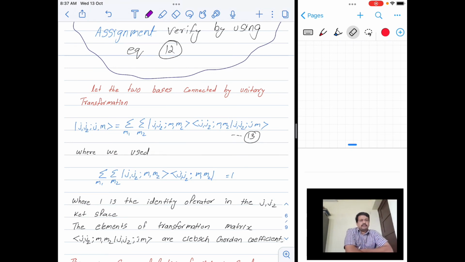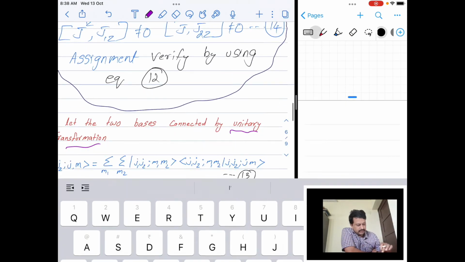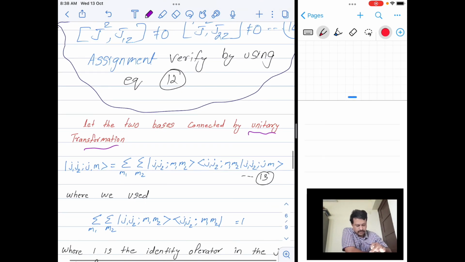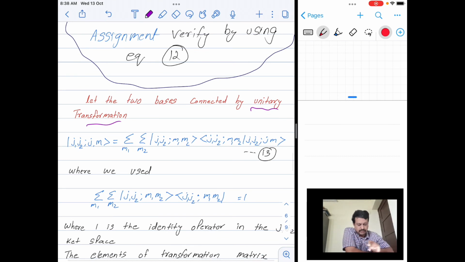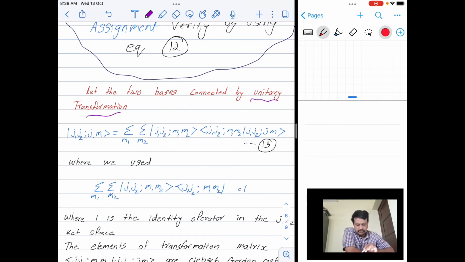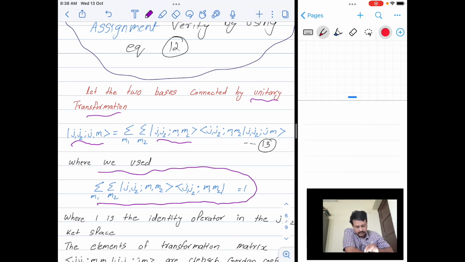We already have two different base sets. Now we can relate these two bases by a unitary transformation. So by unitary transformation we connect these two bases. That is equation number 13, which you already learned in the first unit. By using unitary transformation and this identity relation, we can connect the j1 j2 jm base set and the j1 j2 m1 m2 base set.